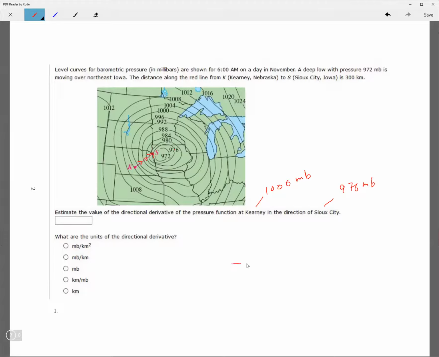So if you take the directional derivative, it's always the change in the dependent variable, which is going to be 976 minus 1,000. So you take the end point minus the beginning point. So that's 976 minus 1,000. And then you divide by the distance, which is 300 kilometers between them. Okay, and if you do that, what do you get?